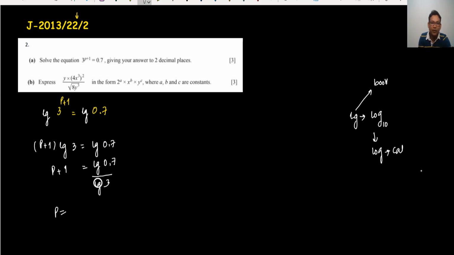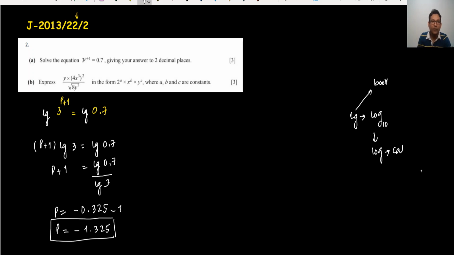So what's the value of this part? We have to use the calculator, and in the calculator you have to use log, not lg. There is no lg. Log is base 10, 0.7, divided by log 3, and the result is coming minus 0.324, and it will become 5 because of rounding off, and this plus 1 is minus 1, and the final answer is coming minus 1.325, and that we have done the value of p.